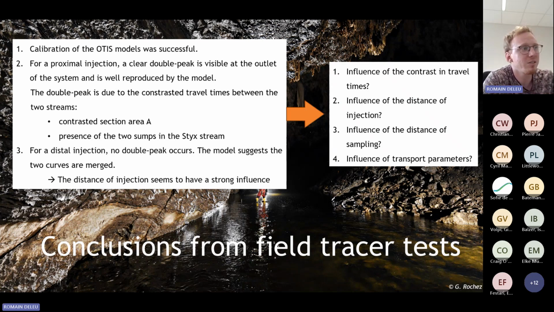Can we quantify this? What about the influence of the distance of injection? And what if the distance of sampling also has an importance? What if the distance at which we place our fluorometer at the outlet of the system is also important? And finally, what is the influence of the transport parameters, such as dispersion, for example?